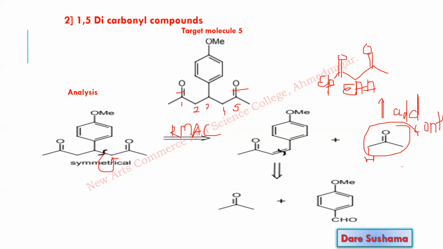Now this is a Michael donor. Now this one is Michael acceptor. So Michael acceptor is an alpha beta unsaturated carbonyl compound. Simply break over here. So it gives acetone, plus here it is a carbonyl group, so it gives an acetaldehyde. So acetone plus acetaldehyde in presence of what? Base. That is an aldol reaction.